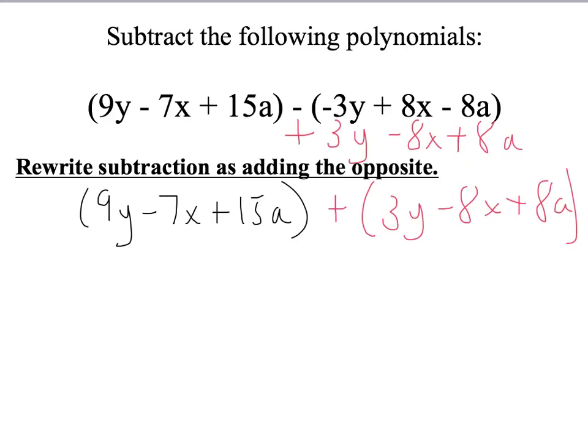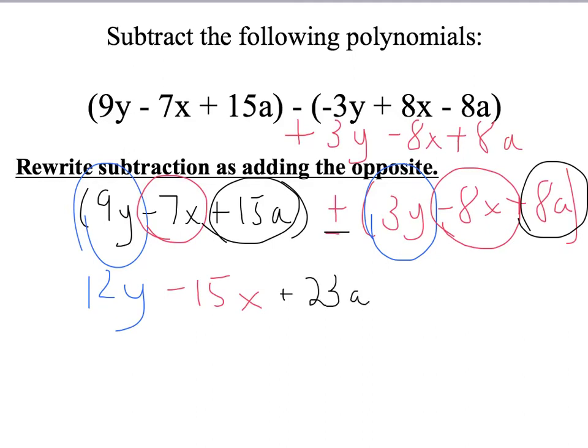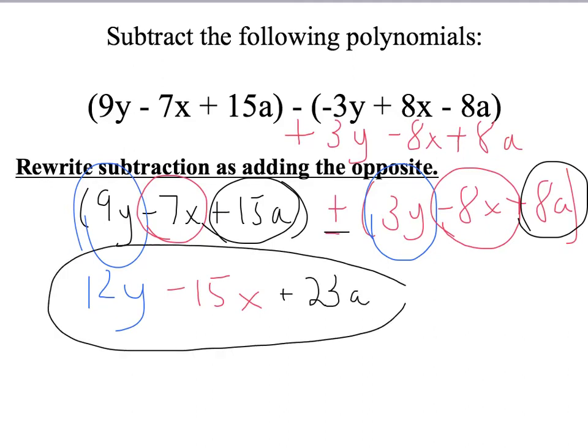So now combining the y's together, I have 9 plus 3. So I have 12y. And then the x's, negative 7 plus negative 8, negative 15x. And then 15a plus 8a, which gives me 23a. Okay, and that's as much as I can simplify. I'm just grouping together the like terms.